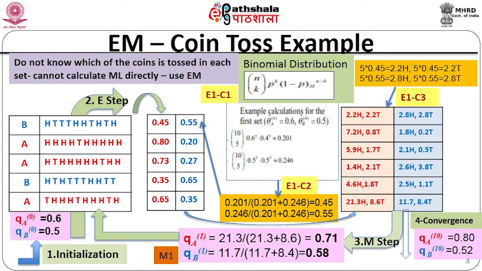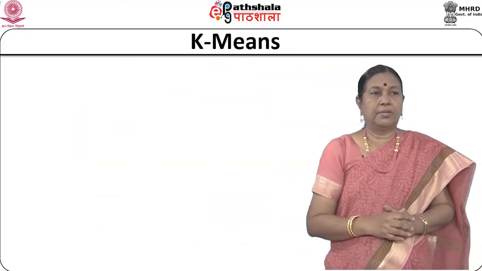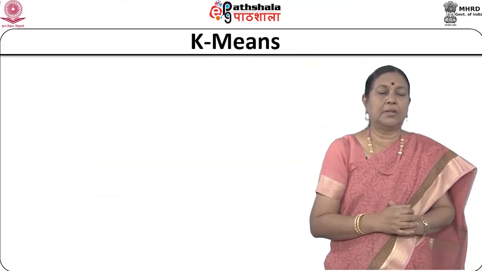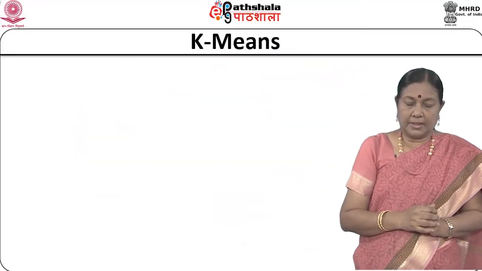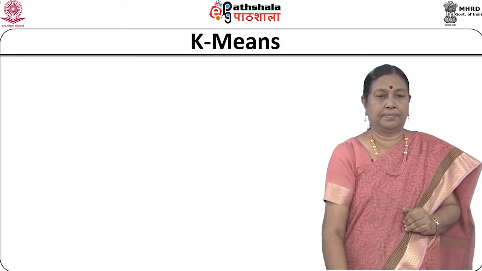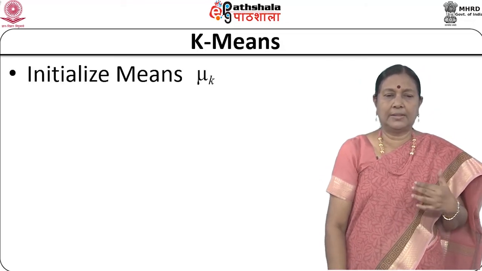So, he has still calculated only the maximum likelihood values, and this is the flow of the EM algorithm for the coin toss example. Now, we will use this same EM method for the K-means algorithm. Okay. So, we initialize the means.